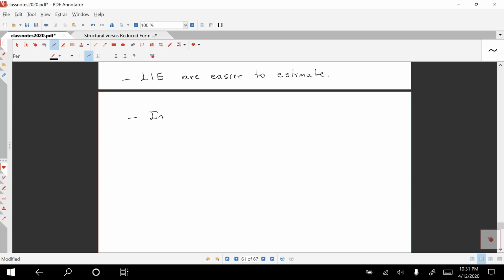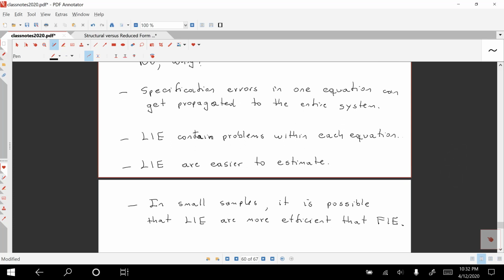So in small samples, what has been found is that it is possible that limited information estimators are more efficient than full information estimators. So have in mind that even though we have what's called the full information estimator, that doesn't mean it's always going to be better.